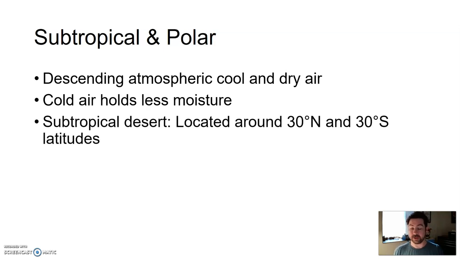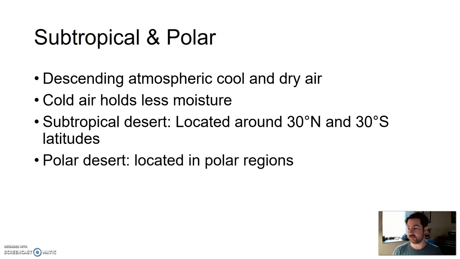subtropical deserts are located around 30 degrees north and south latitude. Polar deserts are located in polar regions. And both of these areas are located on the Earth where cool and dry air descends from the upper atmosphere over these areas. Since cool air is descending over these areas and cool air holds less moisture, there's no moisture in the atmosphere, so you're going to have a dry, arid region. You're not going to have a lot of precipitation.